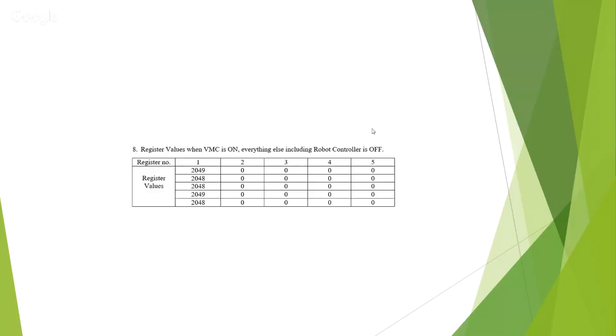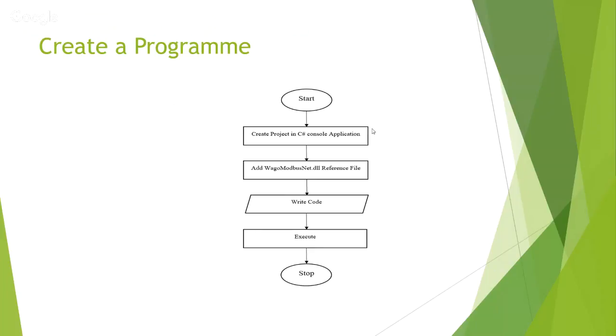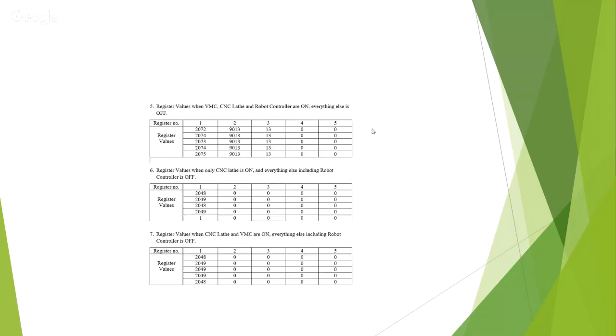So how to create a program? I get the data, and next is how to create a program. To create a project, you need a C# console application, a C# interface with the .NET framework, which is available in Visual Studio 2017, and it is freely available. Add the WebGo Modbus NET.dll file as a reference file. This file contains some Modbus TCP methods which will be used to get the data. Then write the code, then execute, then stop. By this process, I create a program and extract the data, and I've got this data.